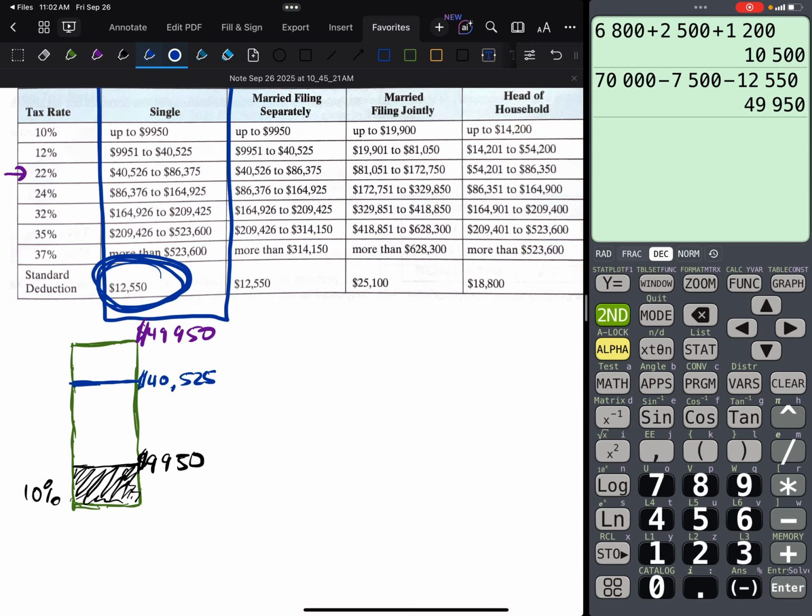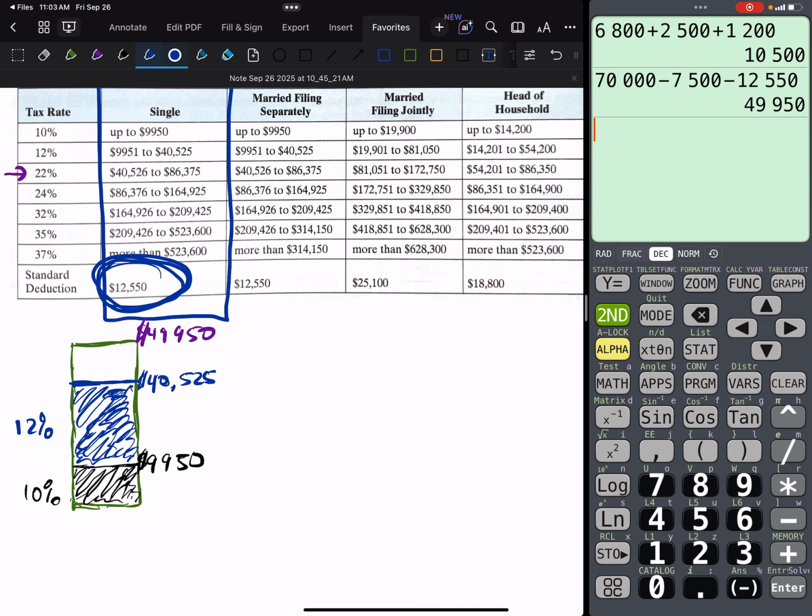All right, and so now, and this is the tricky part, I'm not taxing everything from the bottom up at 12%, right? Because this is my 12% tax bracket. I'm only taxing the stuff between the $99.50 and the $45.25 at that higher tax rate, the 12%. I still only pay 10% on the $99.50. I'm only paying the 12% on everything I made above the $99.50 that's still under that $40,525.